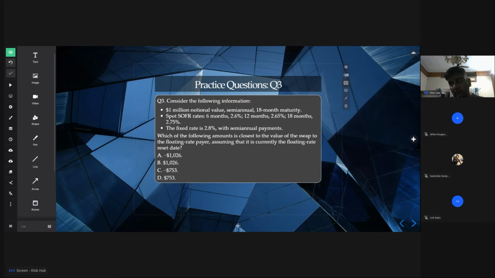You have been given the notional principal, the semi-annual coupon, and the maturity, which is 18 months. You have been given the spot SOFR rates for 6 months, 12 months, and 18 months to discount. The fixed rate is also given. With coupons, which of the following amounts is closest to the value of the swap to the floating rate payer, guys?